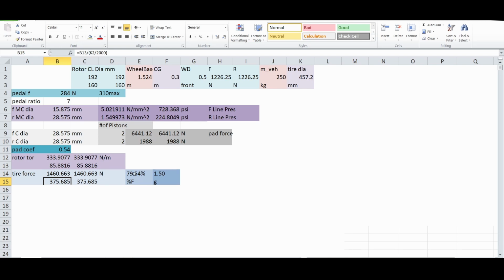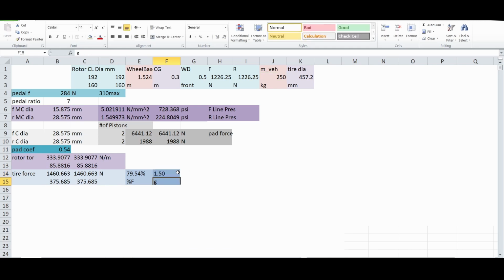And we can find the percent front, just the front divided by the sum of all the force. We're getting 79.5% of the braking is being done by the front. If we take the tire force divided by the vehicle weight, so the mass times 9.81 for gravity, so you make that vehicle mass into a vehicle weight, then we're getting our G's.